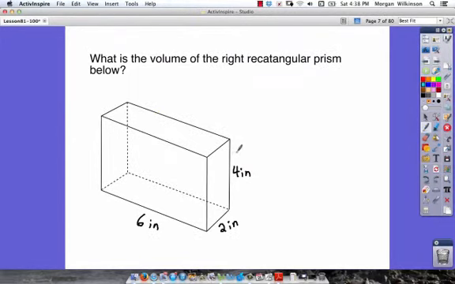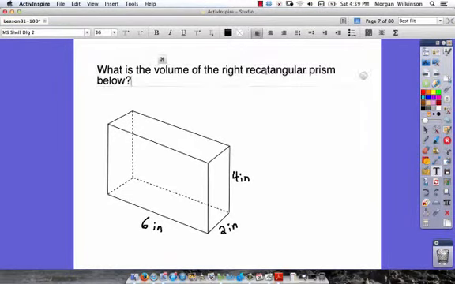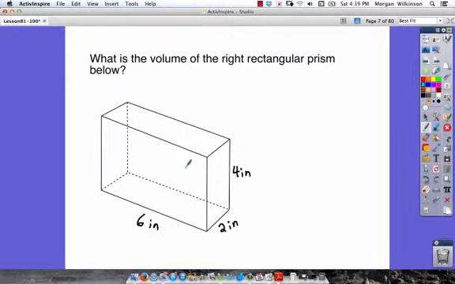Let's look at another example. What is the volume of the right rectangular prism below? For rectangular, we don't need another A in there, so we can erase that. If we want to find the volume of this, we need to figure out how many sugar cubes could fit. The easiest way to figure out the volume of a right rectangular prism is to multiply the length times the width times the depth.